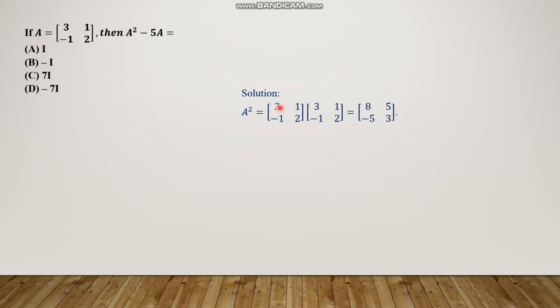First row, second column, 3 1s are 3, plus 1 into 2, so it's 3 plus 2, 5. Second row, first column, minus 1 into 3, 2 into minus 1, minus 3, minus 2, minus 5. And the second row, second column, minus 1 into 1 is minus 1, 2 2s are 4, so minus 1 plus 4 is 3. Similarly, what is 5A? It is 5 into the matrix 3 1 minus 1 2. So we have to multiply each element of this matrix by the number 5. So we get the answer as 15 5 minus 5 10.